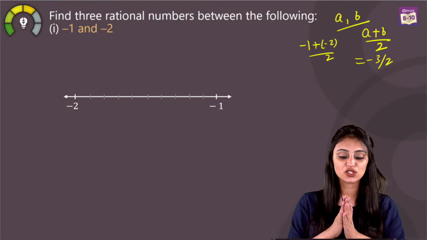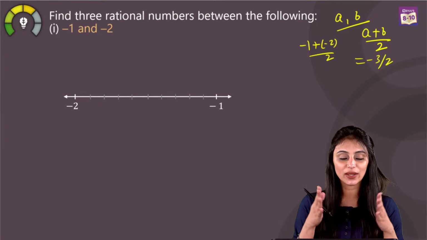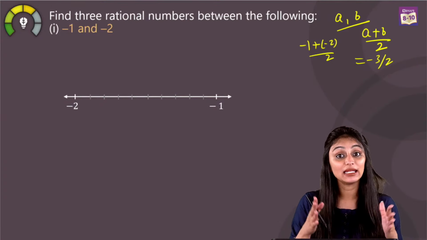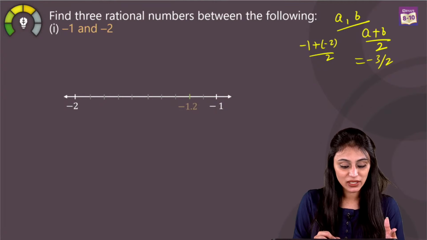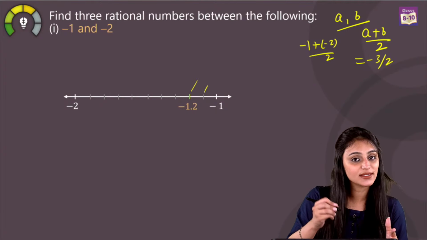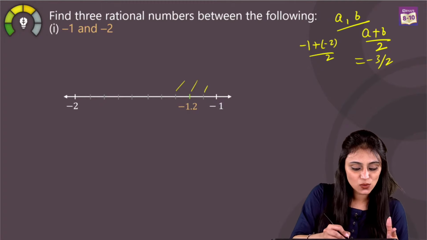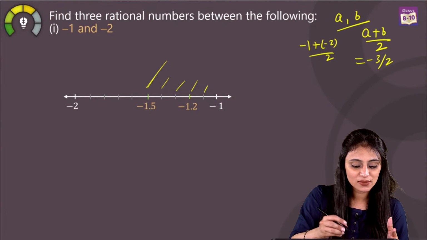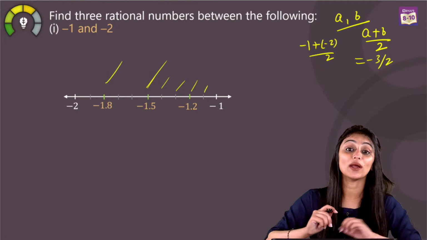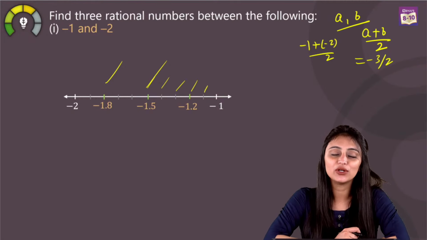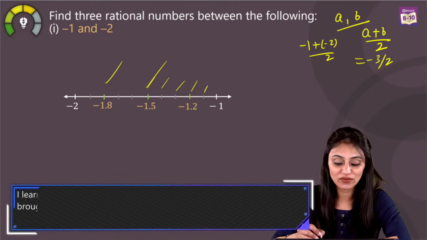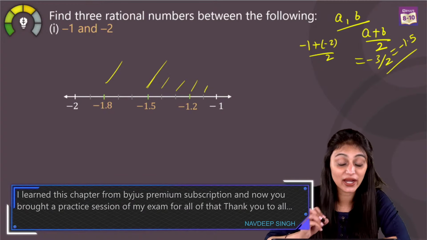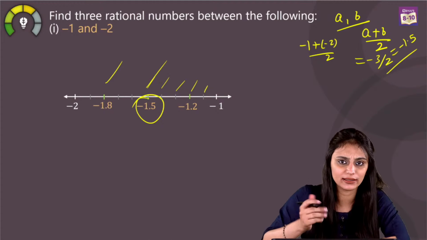All right. So another thing that you can do is divide the number line. Like we have divided this number line into 10 equal parts, right? So that means this is 1.1, this is 1.2, this is 1.3, 1.4, 1.5 and so on. So we have the numbers minus 1.5 and minus 1.8. Without even drawing the number line, you can find out the rational numbers. Like here I got minus 3 by 2, which is minus 1.5. Here also I'm getting the same thing.